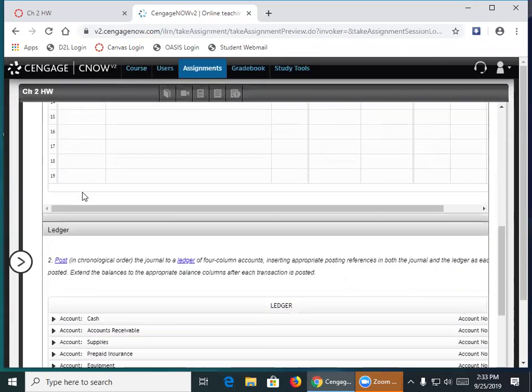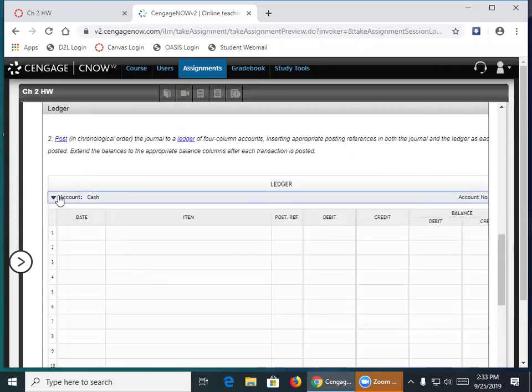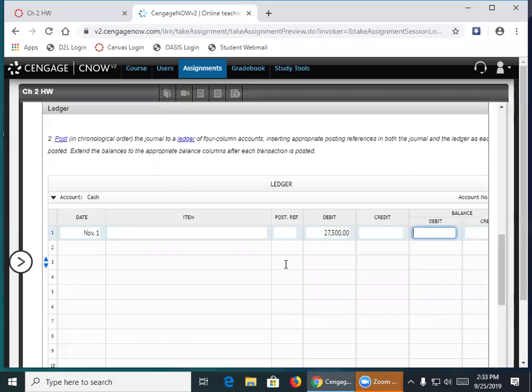To post that to the ledger, I'm going to click the little arrow next to cash so I can see my cash ledger. Again, I'm going to start with the date, November 1. You don't have to put anything under item in the ledger. And I'm just going to show that 27,500 debit. Then my current balance is also a 27,500 debit because I don't have any other transactions in there yet.